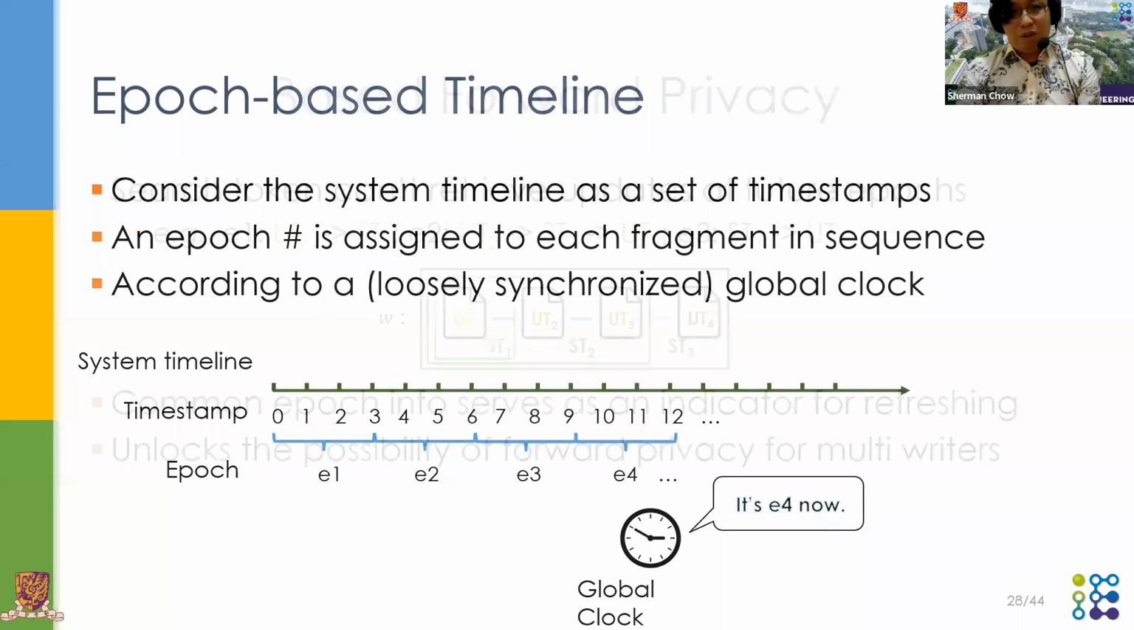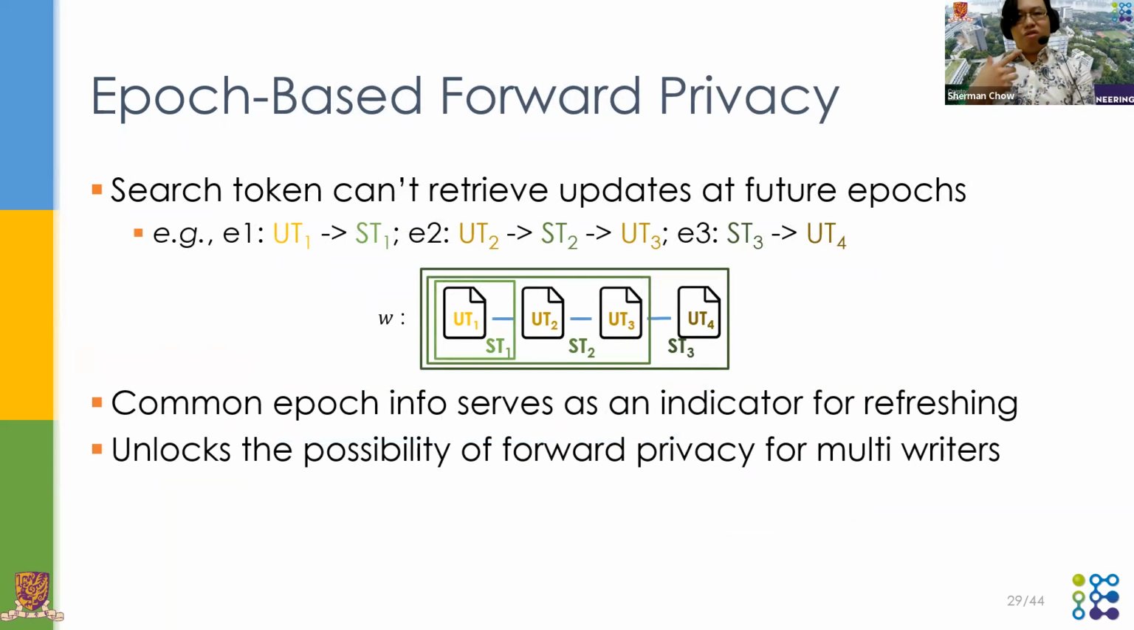With that, we formulate a variant notion called epoch-based forward privacy, which joins the idea from forward private public key or even private key encryption. We still want to capture the essence of forward privacy. As I argued before, the search token cannot retrieve updates at future epochs. Now I changed the terminology from just the general sequence to epoch-based, so the granularity is up to the epoch. Let me spell it out with an example, which is almost the same example, but with the terminology replaced.